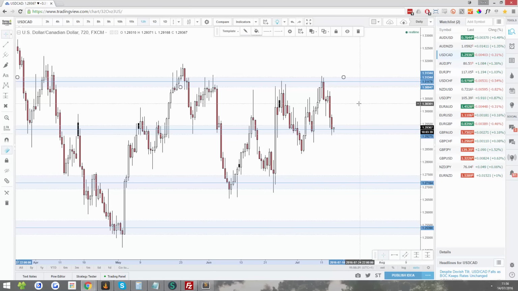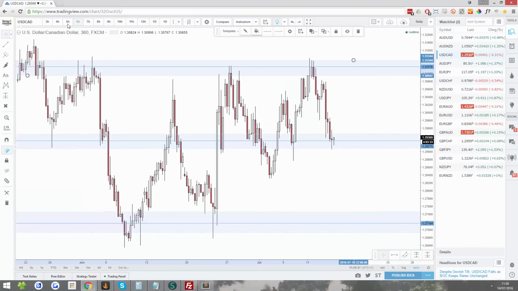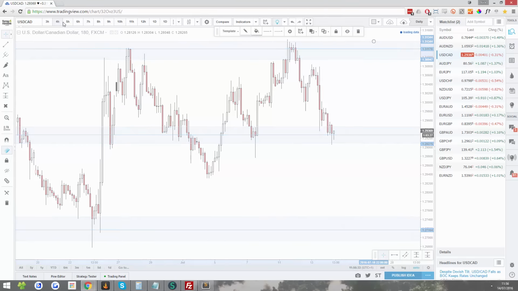And it actually looks like we have a possible bounce forming here. Let's look at this on the 6-hour. It's got a long time until it closes though, so I'm not going to get too excited over this one.